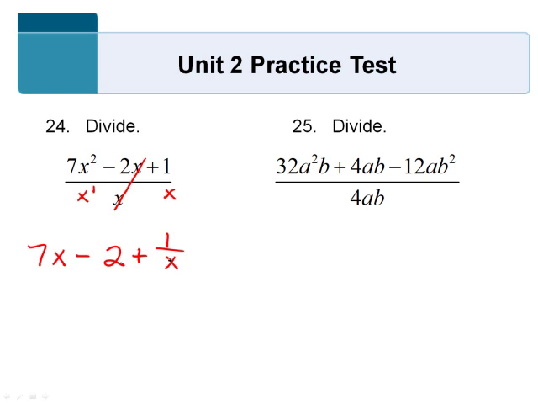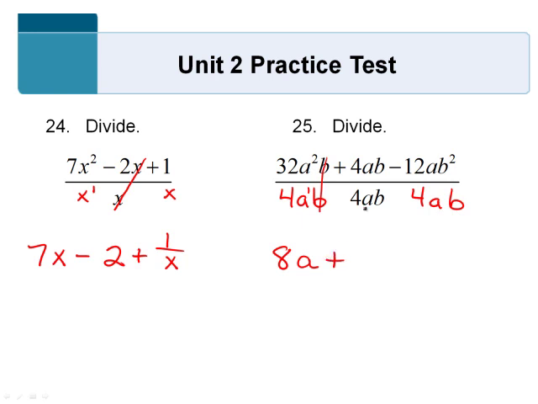All right, number 25, the last problem, yay! I'm going to be lazy again, what a big surprise, and just write 4ab underneath all the terms, okay? So now we're going to divide. 32 divided by 4 is 8. A squared over a is just a. And the b's are just going to cancel out. Now, this next term, everybody screws up. You bring down the plus sign.